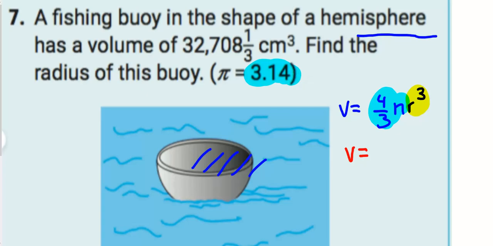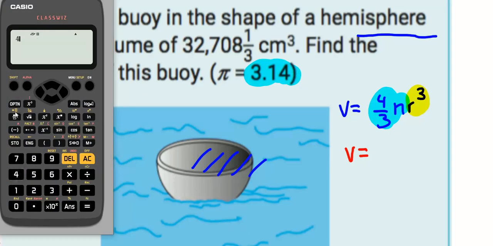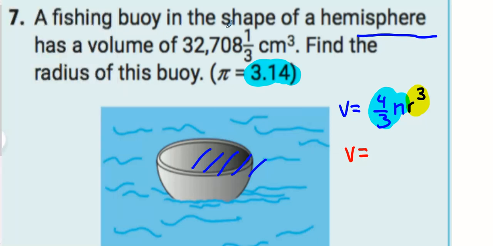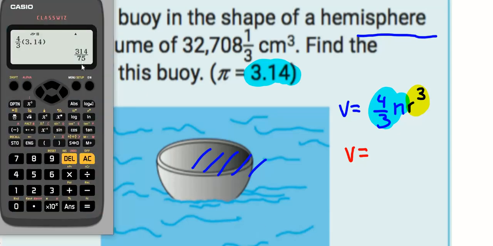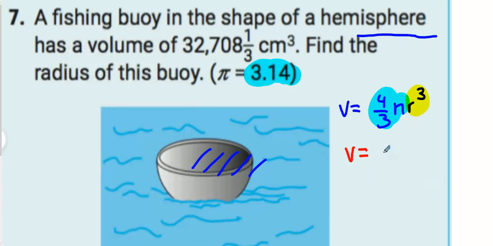So throw it all into calculator. What's a 4/3? 4/3 by 3.14. Just stop there. Leave the radius alone for a minute. Put it as a fraction, because fractions are more accurate. Is that all right? 314/75. Give me a second. 314/75. And your r cubed is still here, isn't it?